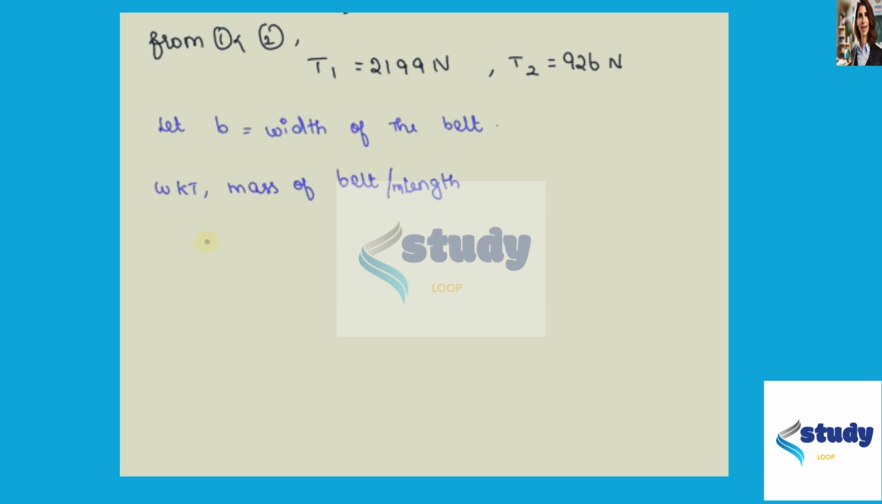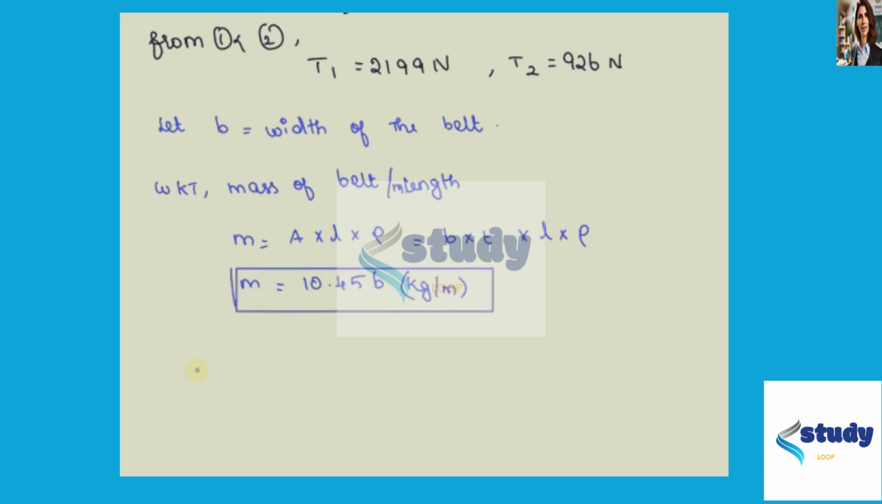Let B be the width of the belt we want to calculate, and we know that the mass of the belt per unit length, that is per meter length, is equal to area into length into density, which is B, that is width, into thickness into length into rho. Substituting the values we get M is equal to 10.45 B kilogram per meter. This is the mass per unit length.